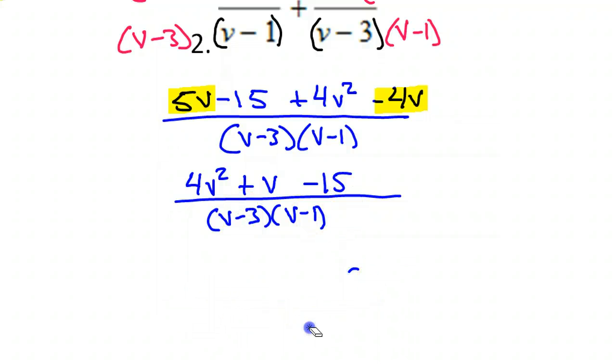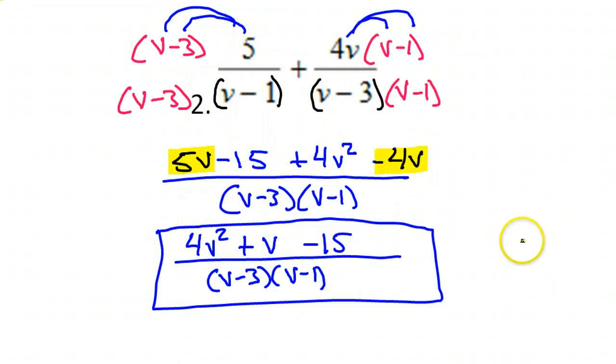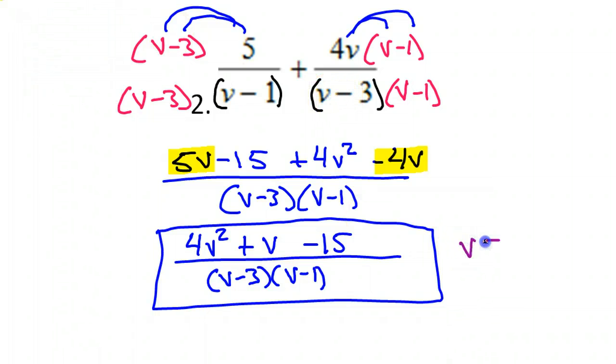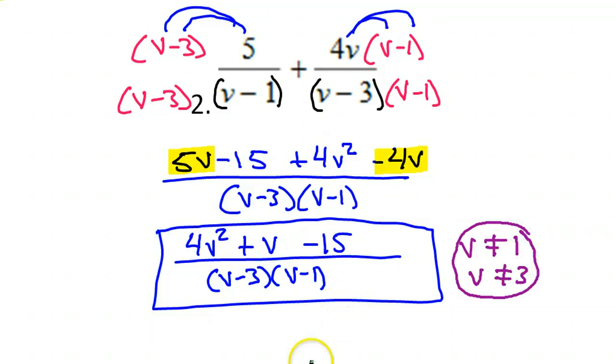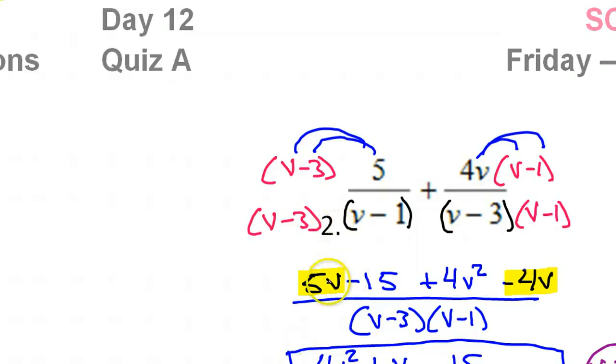So I'll just erase all this mess. So I tried, but it's unfactorable. So nothing cancels, and that right there is the answer. The excluded values are v cannot equal 1, v cannot equal 3. Okay, so pretty simple. That was number 2.